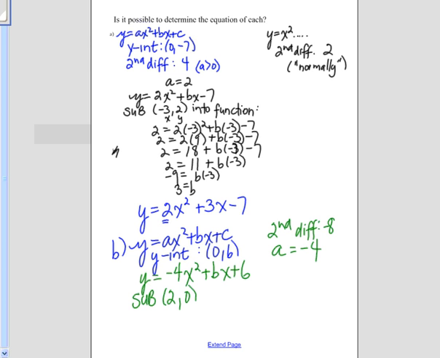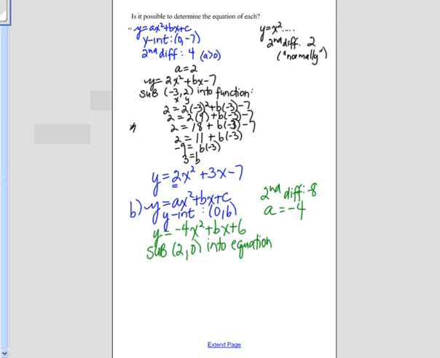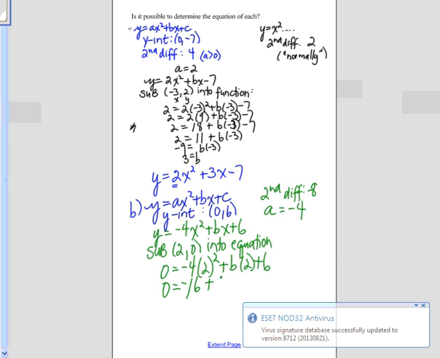We're going to substitute a point. I like the point 2, 0. I'm going to substitute that into the equation and solve for b. So 0 is here. 2 goes wherever you have an x. And we will solve. Remember to do order of operations. We do the 2 squared first. Minus 4 times 4 is minus 16 plus 2b plus 6.